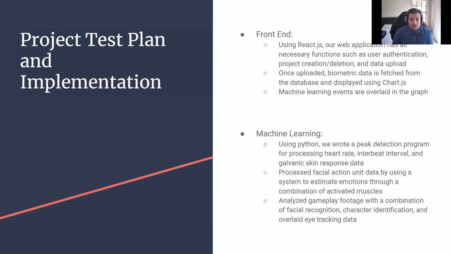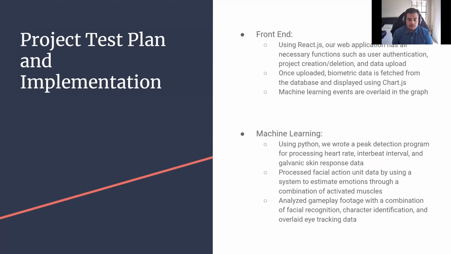So our project has two main components, one being the front end, which uses React.js. Our web application has all necessary functions such as user authentication, project creation and deletion, and data upload. Once uploaded, biometric data is fetched from the database and displayed using chart.js. Machine learning events are also overlaid in the graph.